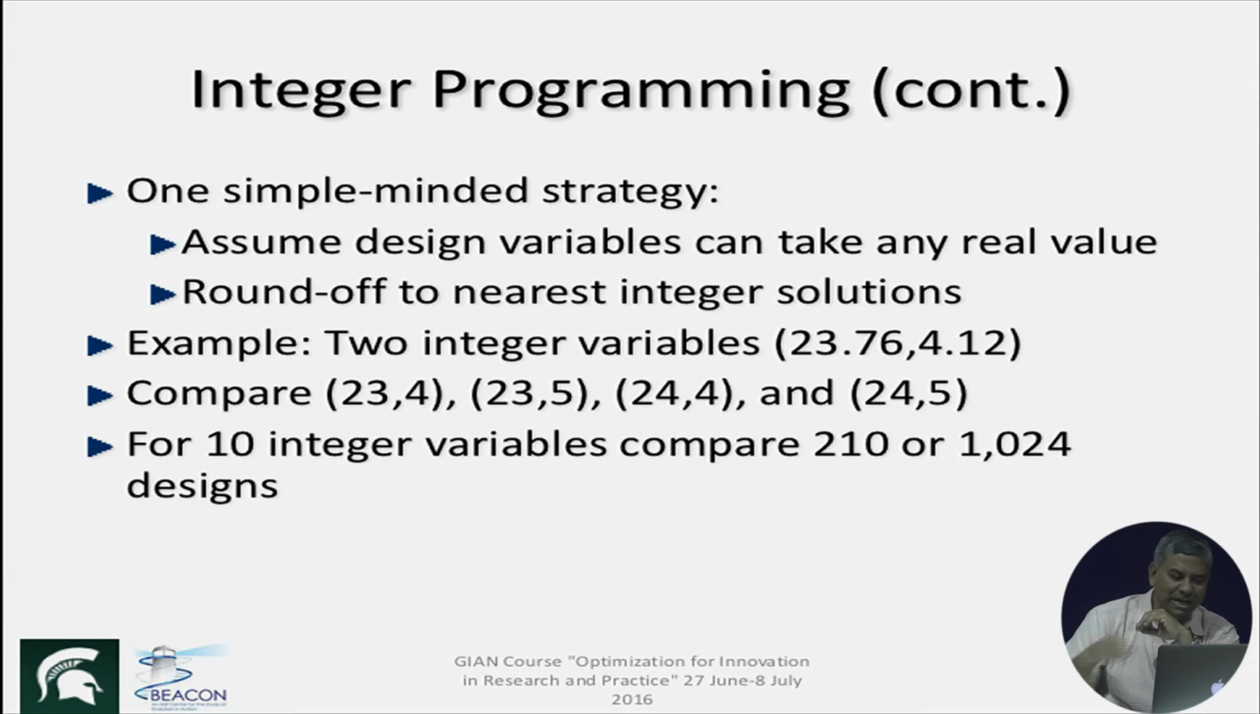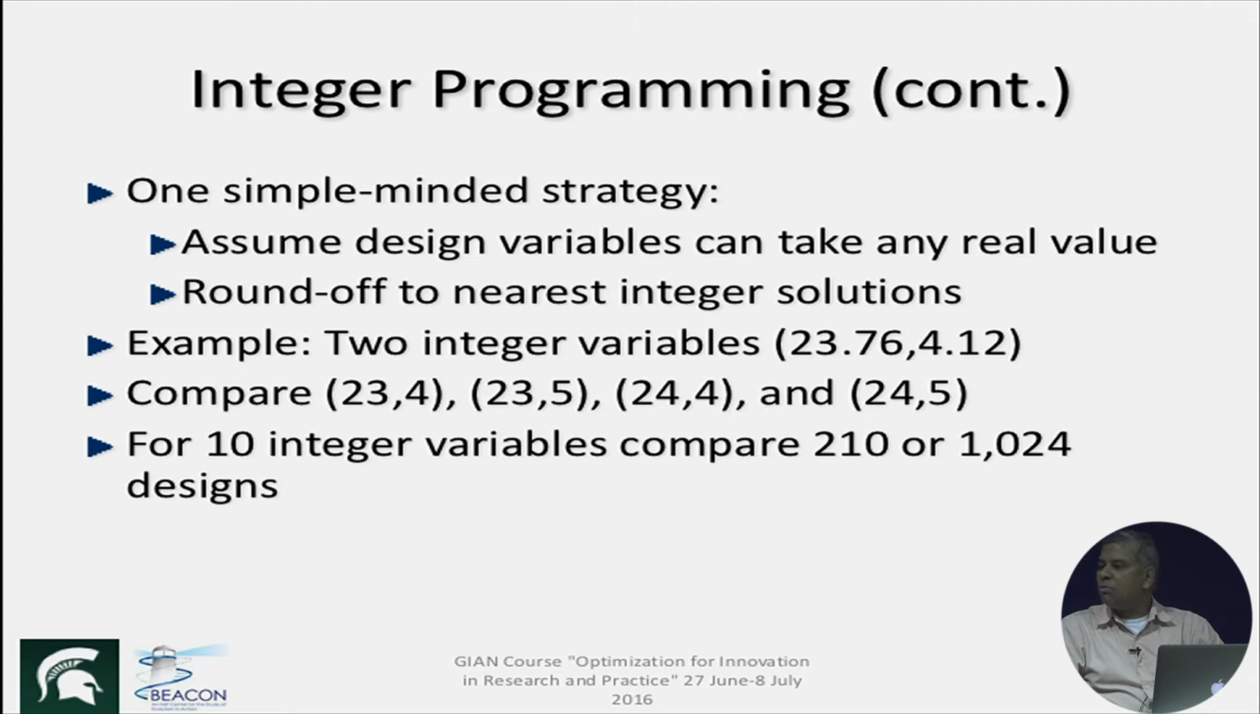So let's say we have two variables only, and both have to be integers. One of the common ways people do this in classical literature is they say, I'm going to assume any real value it can take, and I'll solve the optimization problem. So let's say at the end you get a value which is 23.76 and 4.12. x1 is this, x2 is this. Both have to be integers though, but you have excluded the integer restriction, solved, let's say, using SQP, and you found this.